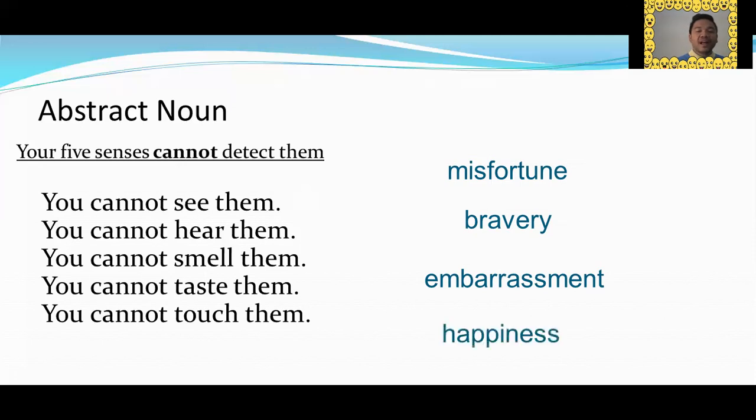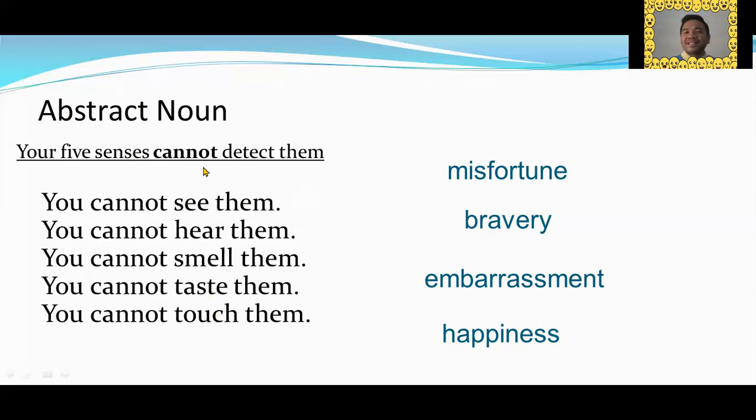The last of our examples is happiness. I'm happy. Yes, I'm smiling because I'm happy. You can see me happy, but you cannot touch the happiness. You cannot hear the happiness. You cannot smell, taste, or even touch it. So this is what we call abstract noun. Again, abstract nouns are nouns that you cannot see, you cannot hear, you cannot smell, you cannot taste, or can't even touch. Do you have any question?